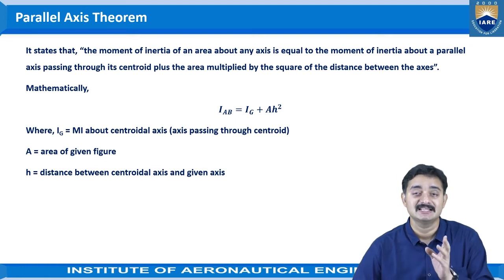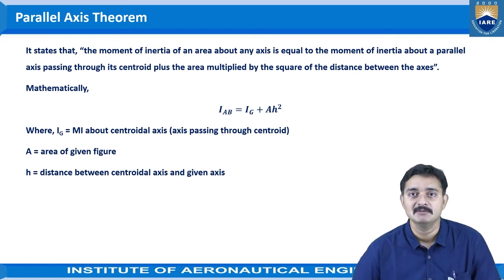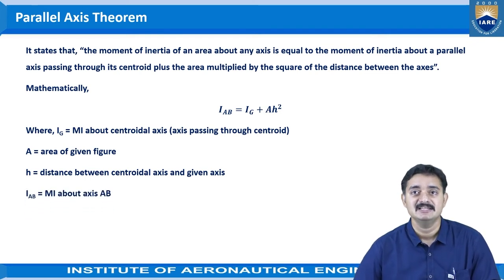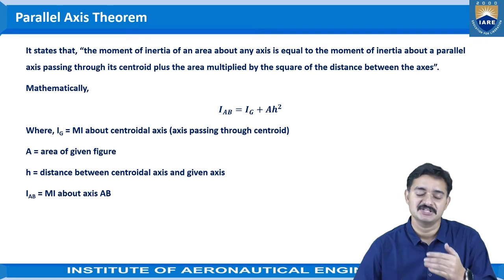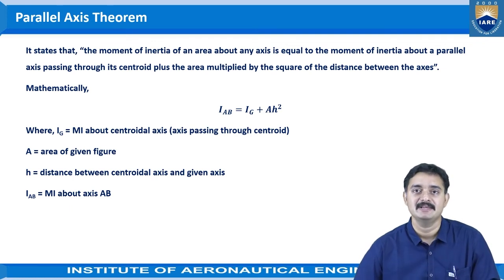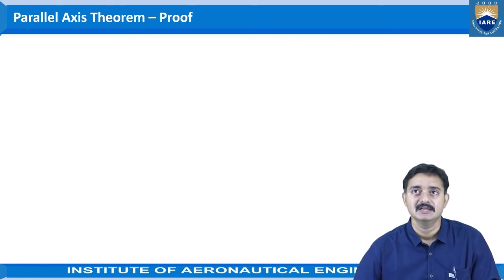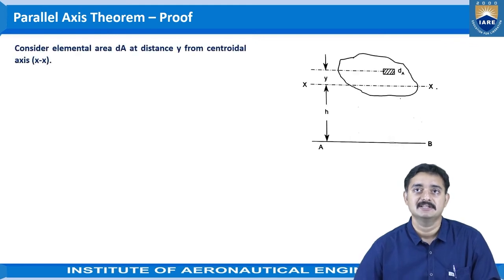Right? The given axis is nothing but the axis with respect to which we need to identify the moment of inertia of that object. And I_AB is the moment of inertia about axis AB. That means AB is the axis about which we need to identify the moment of inertia. Then the proof of this parallel axis theorem.